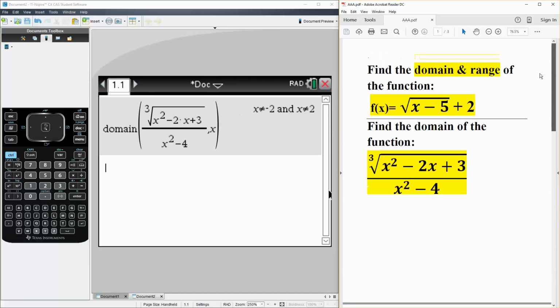And so that's it. The question asks us to get the domain and range for the first question and just the domain for the second question. And that's all we need to do for this problem.